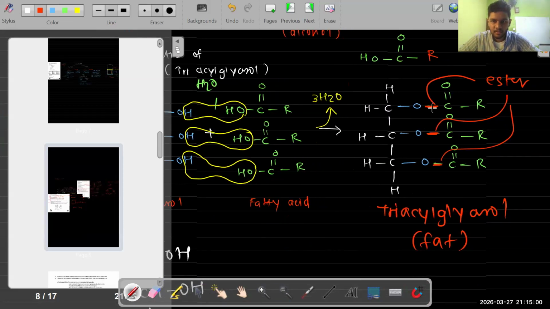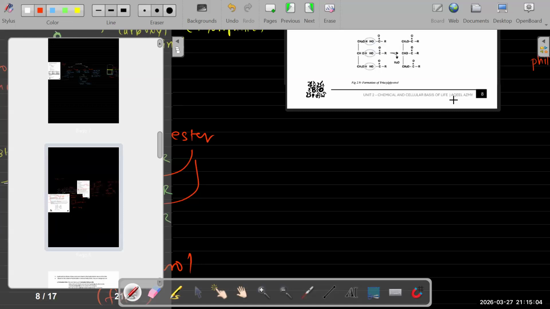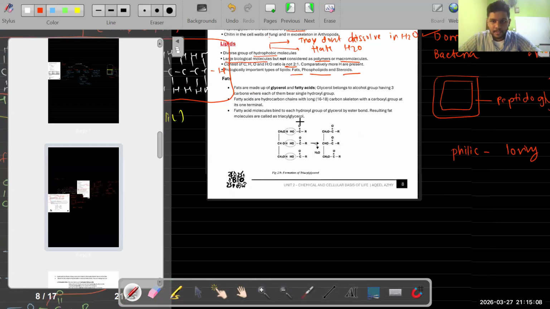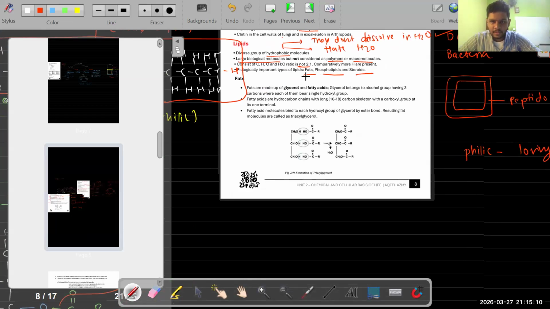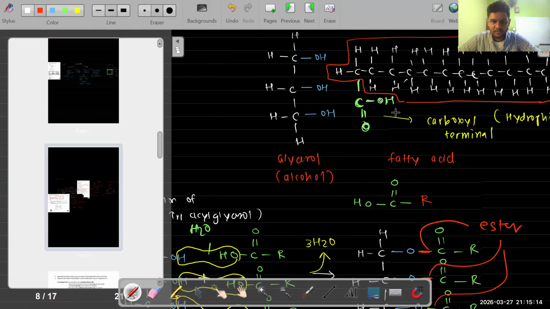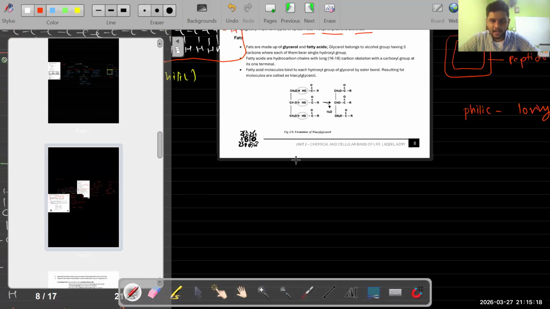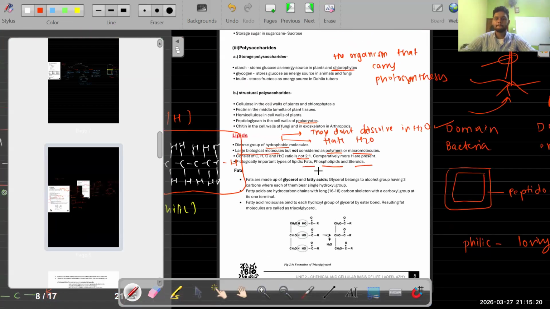This ester bond. Yes, sir. Clear, right? Very good. Okay. Fat molecules. I hope I explained everything, right? Yes. I explained the ester bond. Done. So just check this fat part and let me know if it is clear.